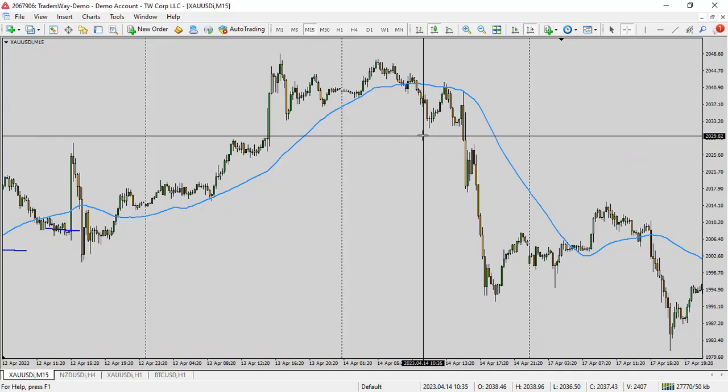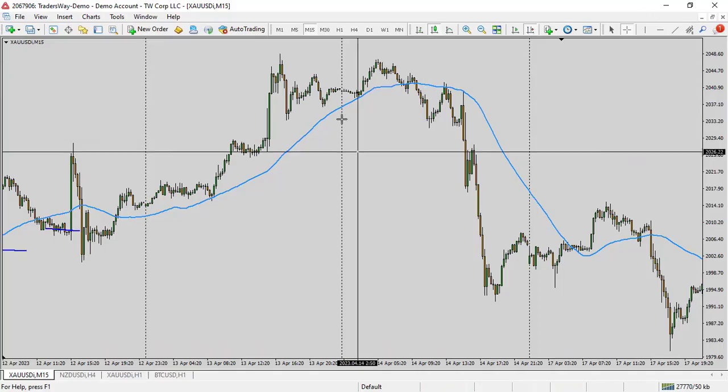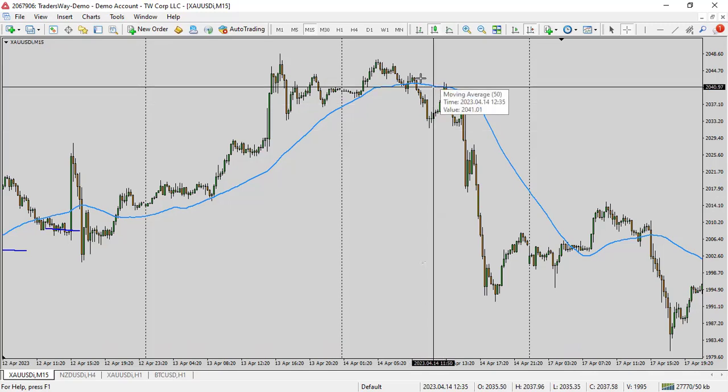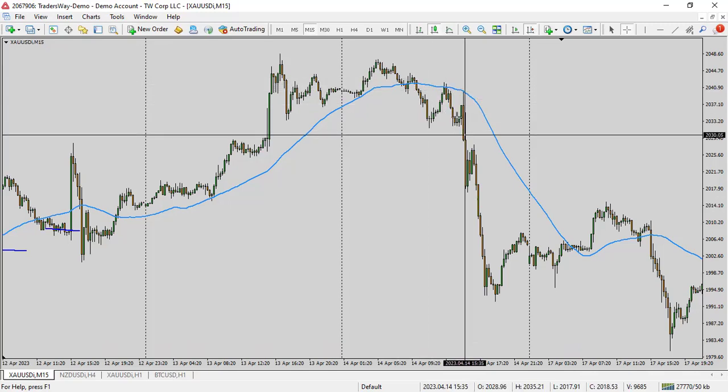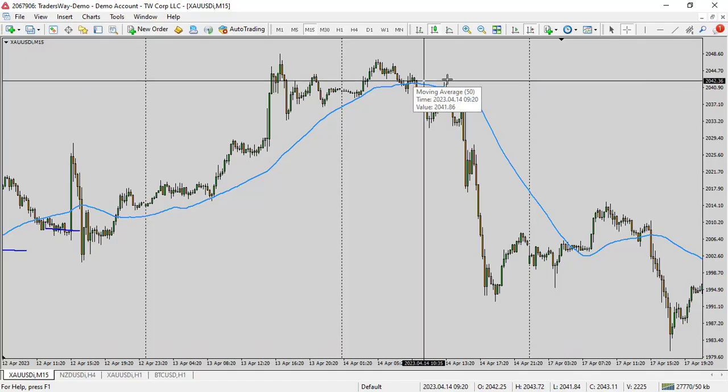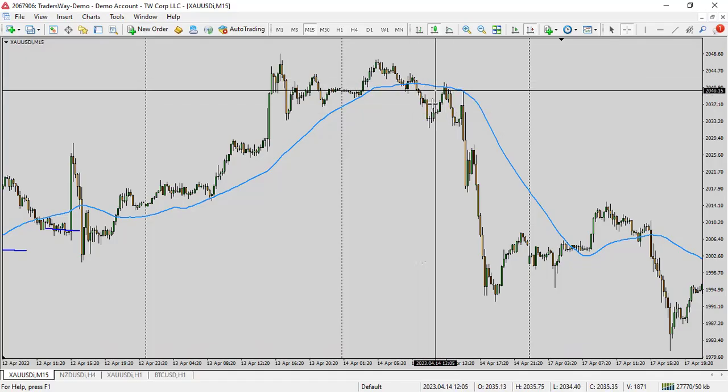So, let me see what we got. All right, so it comes up. Now price is under the moving average, right? It's pointing down. It's saying, hey, the takeover is here, right?